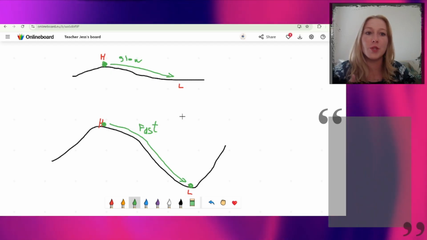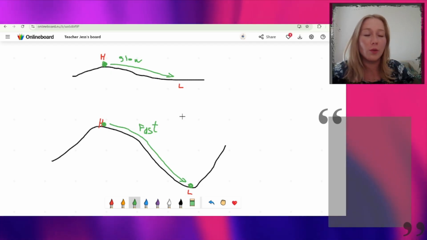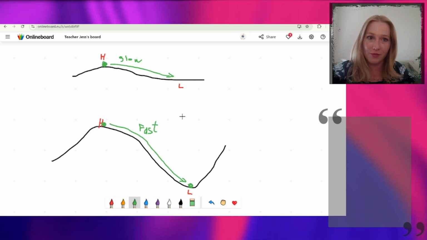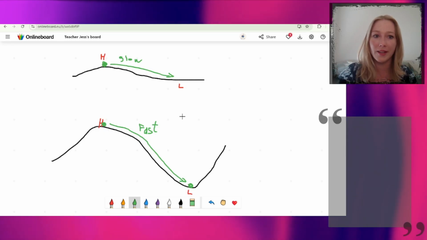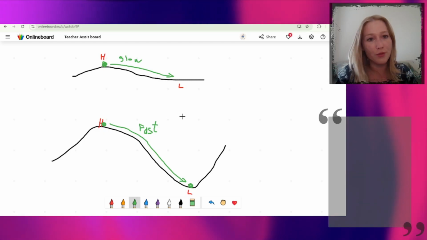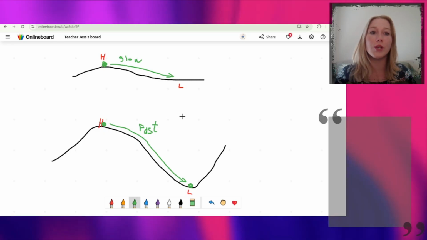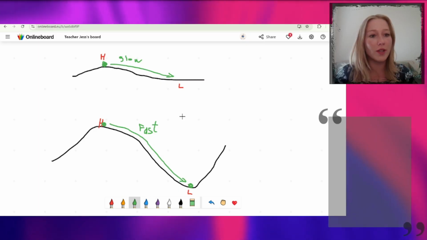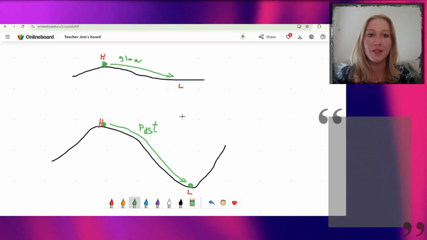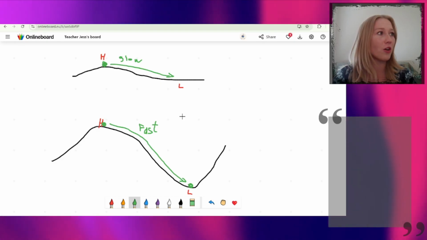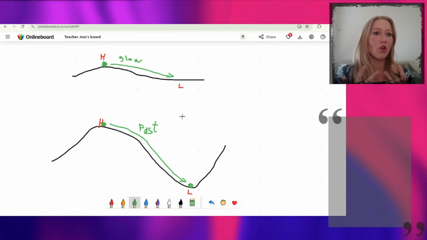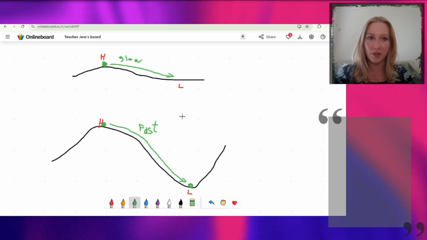And it's the same thing with the pressure gradient force. Where we have a very big difference between high and low pressure, the wind would blow very quickly. Where you have a small difference between high and low, the wind would blow slowly. And one of the ways that we can recognize this is with isobars. Isobars are almost like the contour lines of atmospheric pressure.